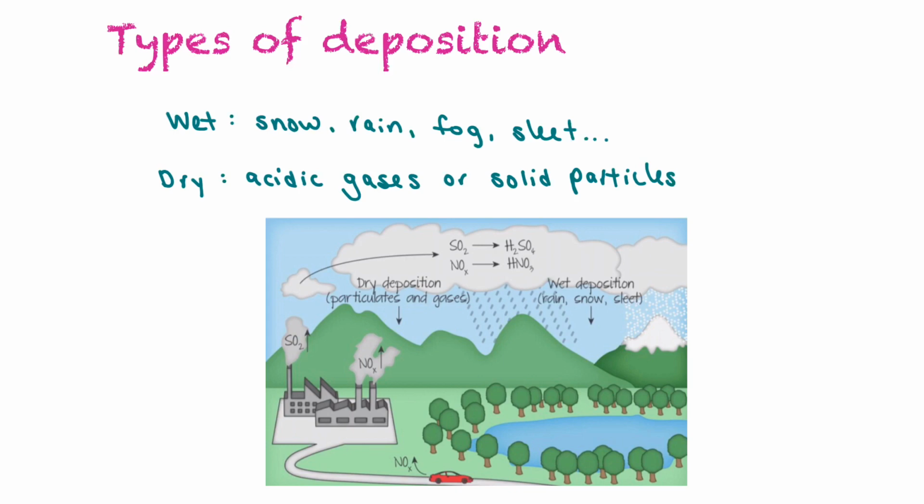There are two different types of acid deposition. One of them is wet deposition and one is dry deposition. Wet deposition is the weather we typically think of as precipitation: snow, rain, fog, sleet, and so on. Dry deposition would be acidic gases or solid particles that are released into the air and settle.